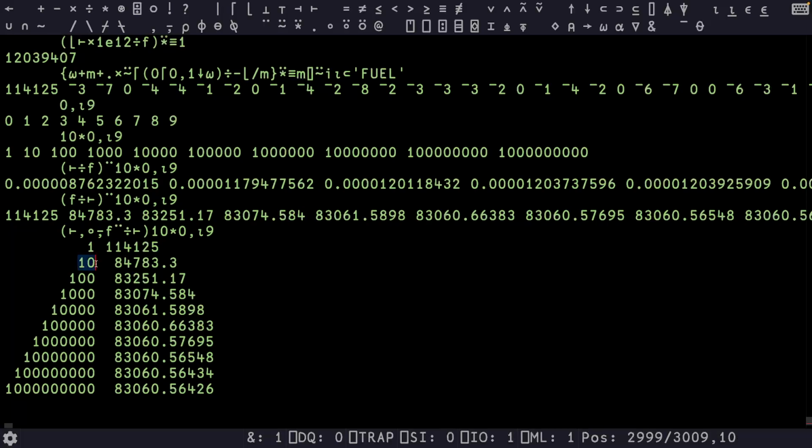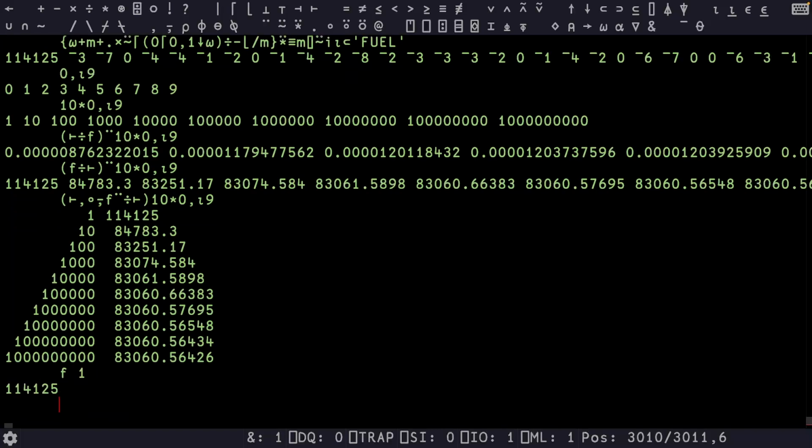If we're running the reaction and we're producing 10 fuel at once, however, the total amount of ore required for each unit of fuel goes down significantly. And you can sort of tell just by looking at this that as you produce more and more fuel at once, your average cost of ore per unit of fuel continually goes down. And it looks like it sort of converges at this 83,060 number, right?